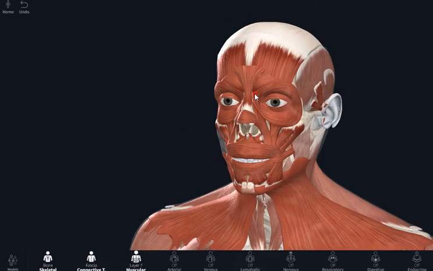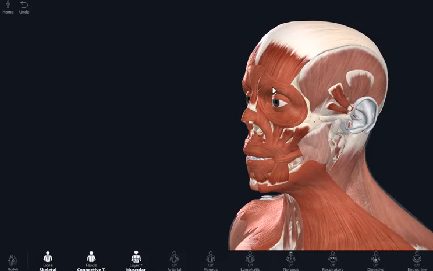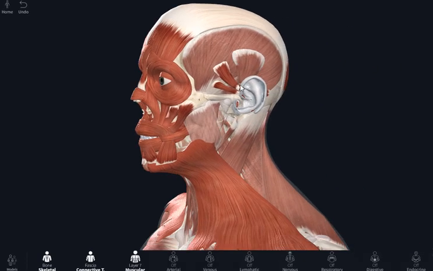Number one will be the facial muscles. All the muscles which are on the facial bones are the facial muscles. The next one will be the muscles of mastication. All the muscles that are used in mastication are classified under it.